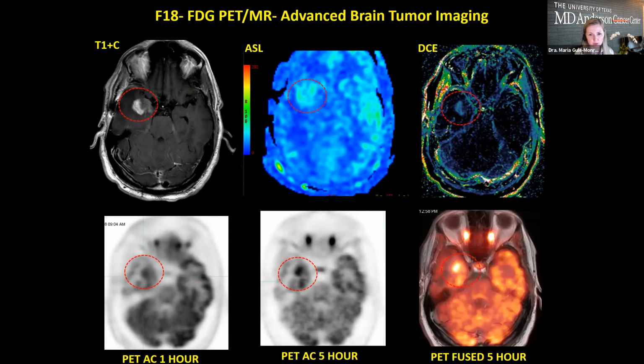Elevation of the cerebral blood flow was seen on ASL imaging, but with only minimal increase in permeability on dynamic contrast enhancement. Fortunately, we also had the ability to do a PET in this case, showing mild increase on the initial time point, but with significant increase at the 5-hour time point with increasing lesion to background ratio. This was consistent with a high-grade tumor recurrence.